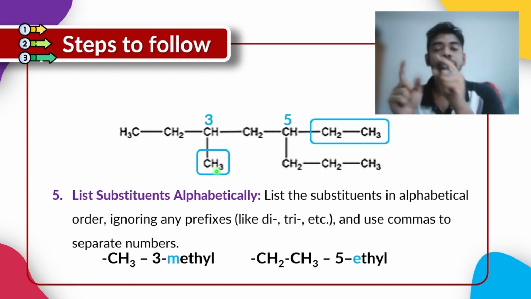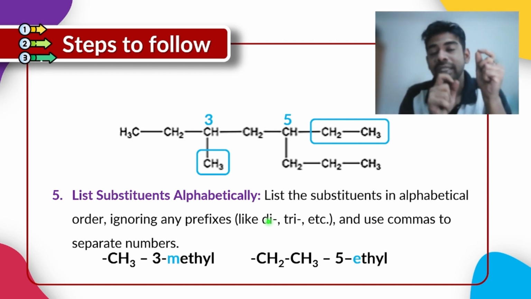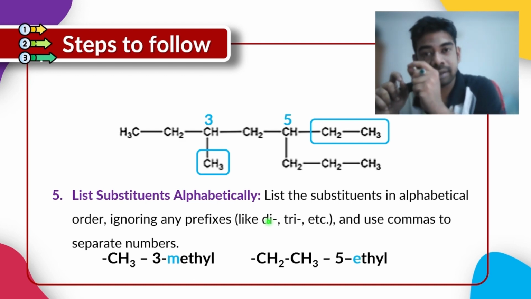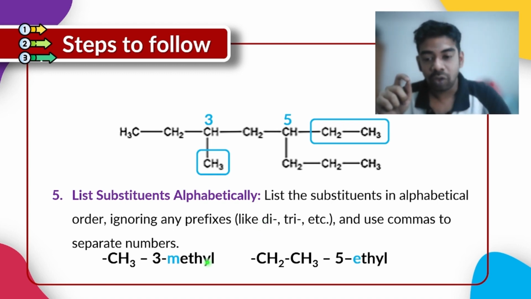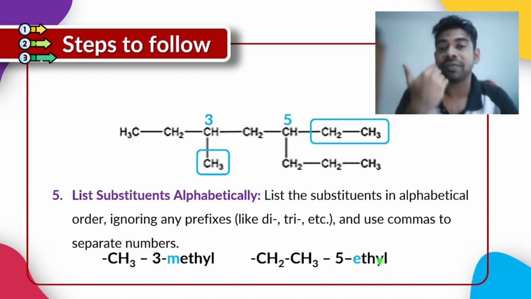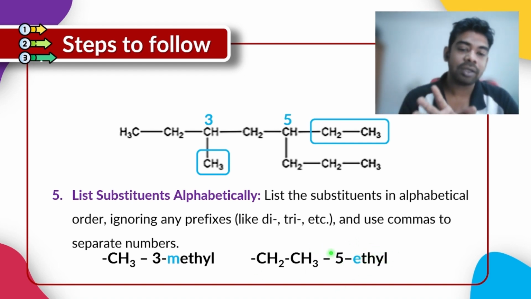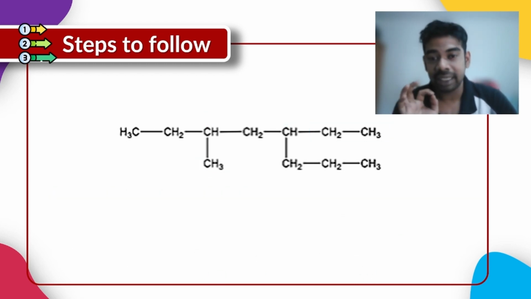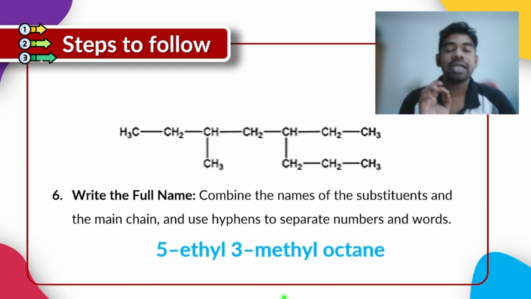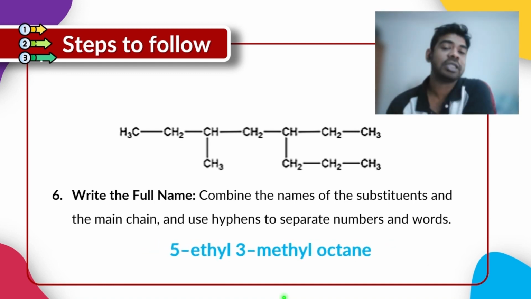In that particular case, you don't consider dimethyl. If you are writing two, you will be using the word dimethyl, but you don't consider the di, right? What you consider is the m. So if you had dimethyl and ethyl, you'll still consider m and e, and write them accordingly in alphabetical order. In this particular case, e comes alphabetically before m. So while writing the final name, you'll write 5-ethyl-3-methyloctane. This would be the name of this particular compound.